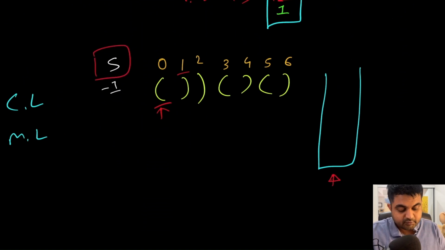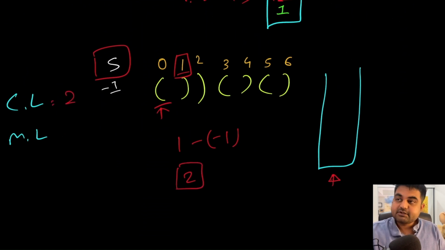So we are going to do the subtraction between the current value minus the starting value, which means 1 minus -1. So the answer is going to be 2. So the current length that we have been able to identify is 2, and the maximum length we also identified is also 2.